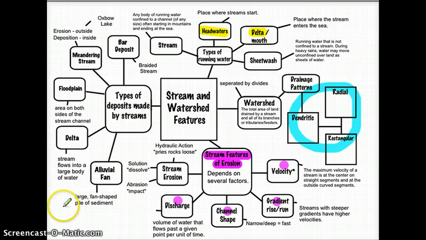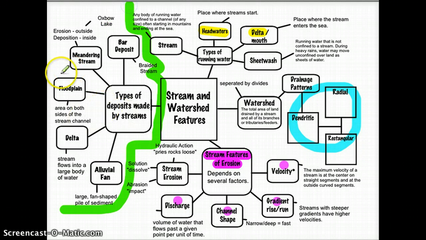Finally, the last big section is over all the way to the left. These are all examples of deposits made by streams. Notice that there are several different ways, all of which are important to adding to our land or being a constructive force.